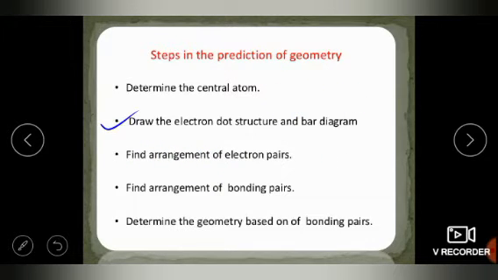Step 2: draw the electron dot structure of the central atom. Again BF3. This is very important, which I am telling you today. So please carefully watch and draw.